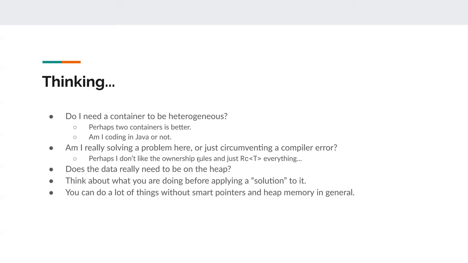Are you really solving a problem with the smart pointers or just getting around something? For example, if you don't like ownership rules and you just reference count everything, then you're not really solving a problem, you're just avoiding it. So don't use the reference counter unless you actually need it. If you don't even need a smart pointer at all, you can just get away with it, right?